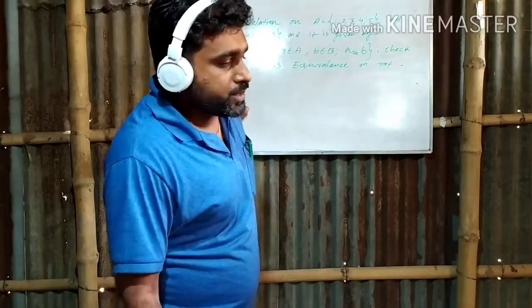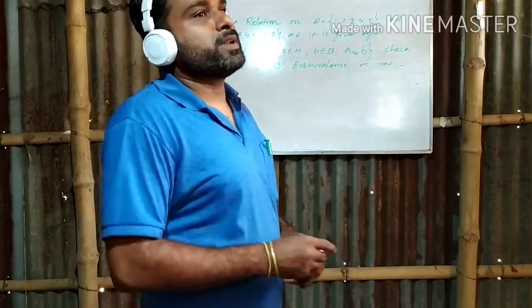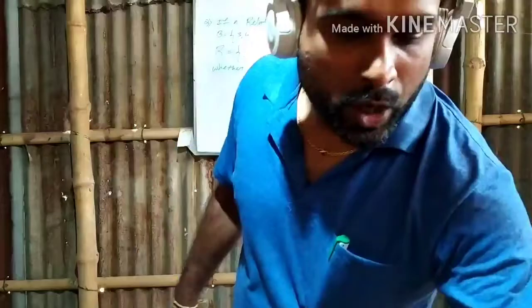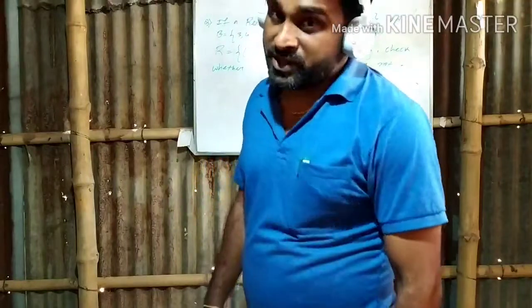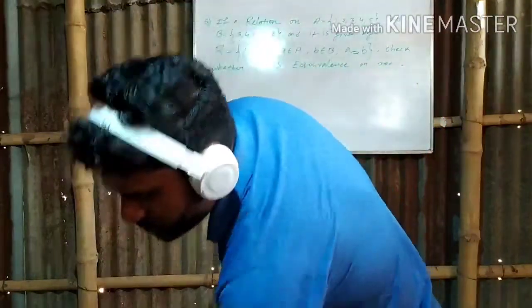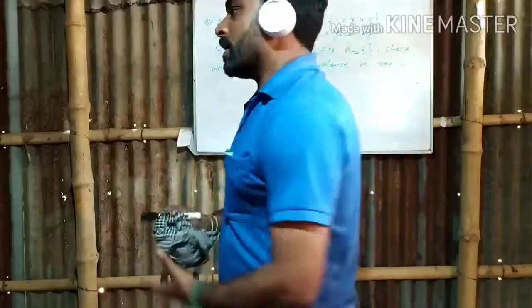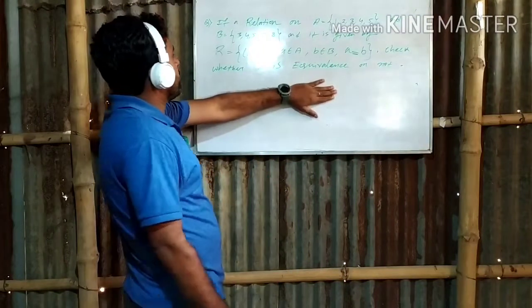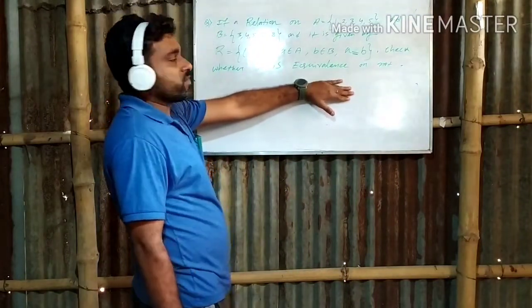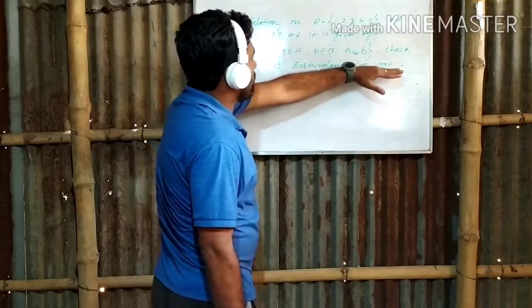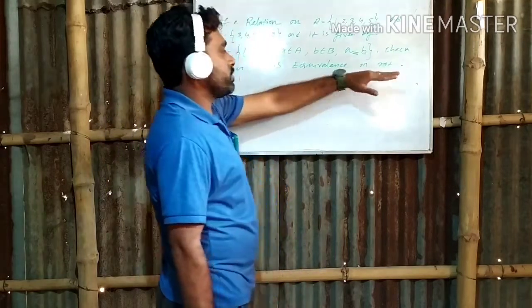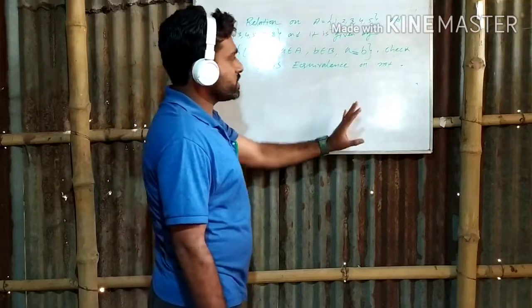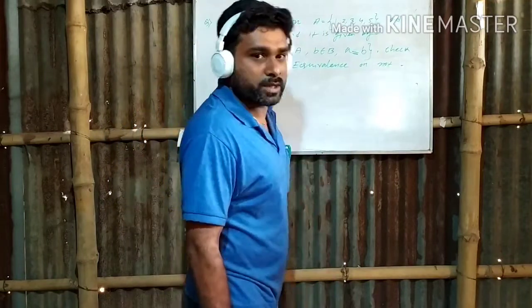So let's start. To get the equivalence property, at first we have to check whether it is reflexive, symmetric or transitive. So our first concept is the reflexive property. Now let's start with the reflexive property. I think all of you have written the question as well. If you have not written the question, just pause the video and see the question first, and after that you should start the solution.